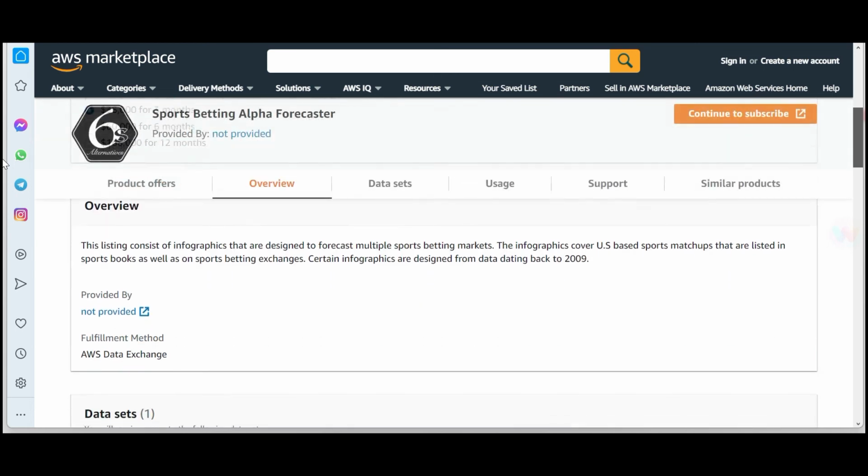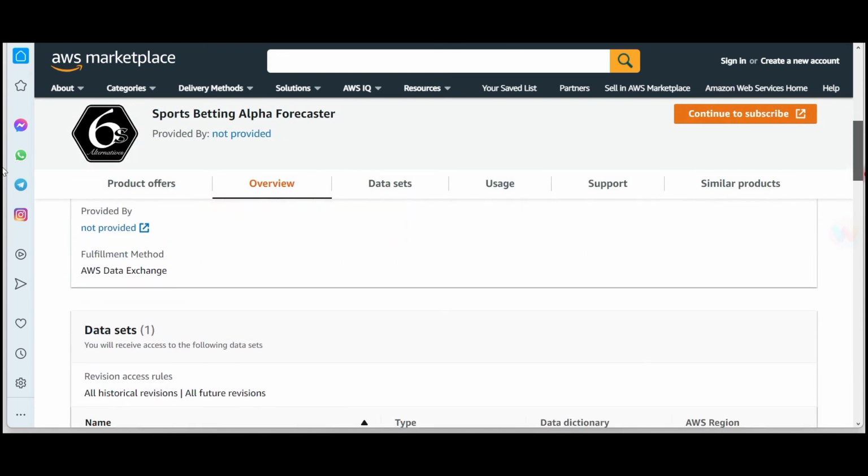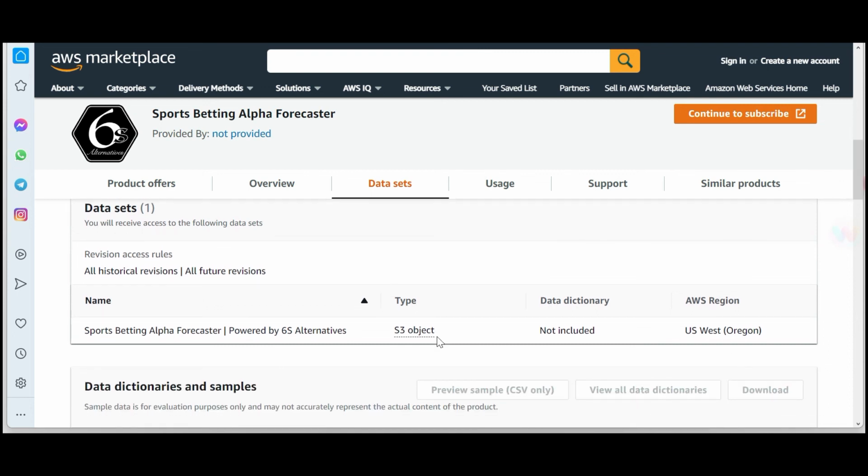Okay, and you can go through the overview and see if this is really helpful for your client requirements and so on. What are the data sets which are available? Where are they stored? Are they stored on S3 objects? Okay, and it is available in the US West Oregon region.